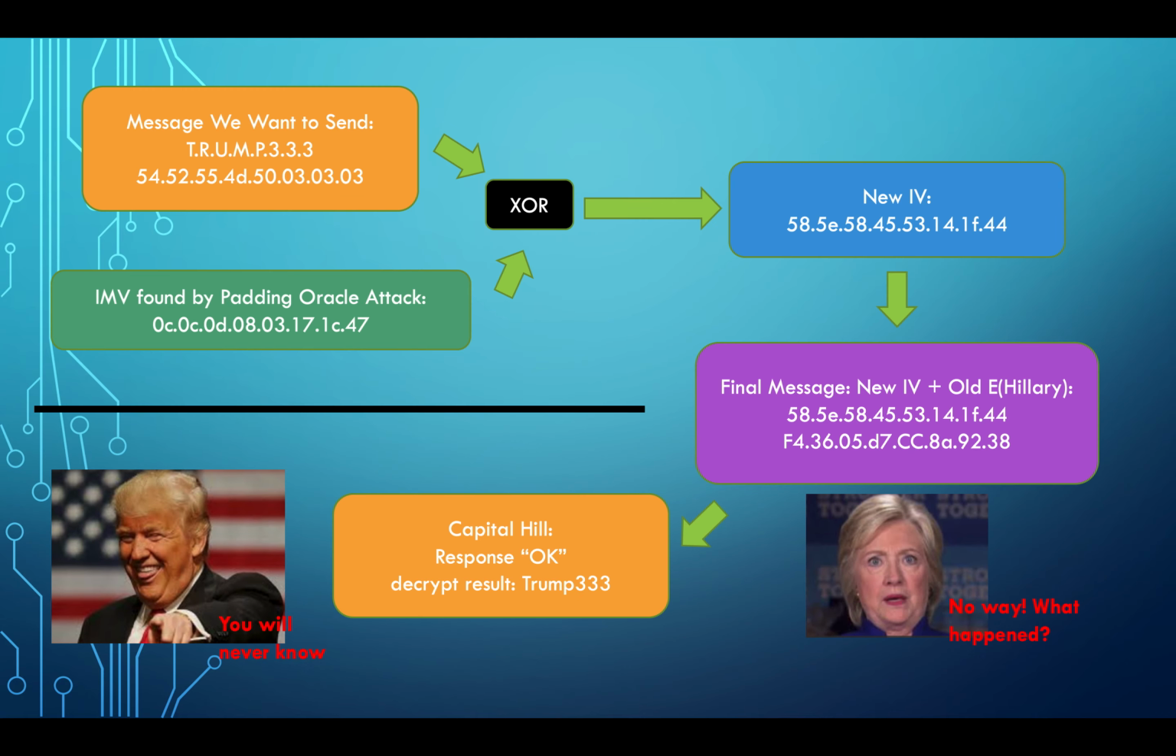First, do XOR operations on the INV we found and the plain text we want to send. The result is a new IV value. We send this IV with the encrypted message we intercepted, and the output will be Trump 333 instead of Hillary 1. The attack is finished, and the result of the election is changed.